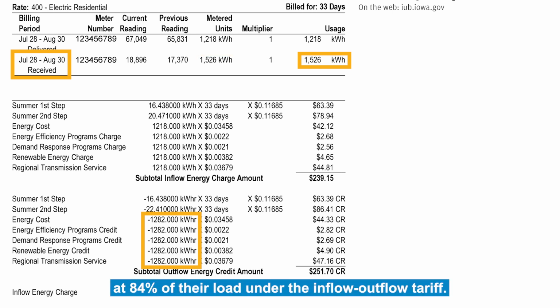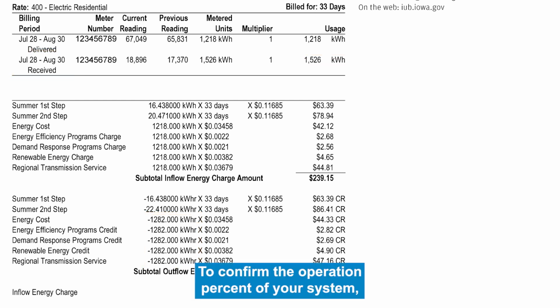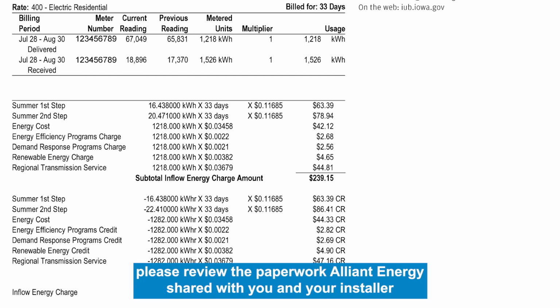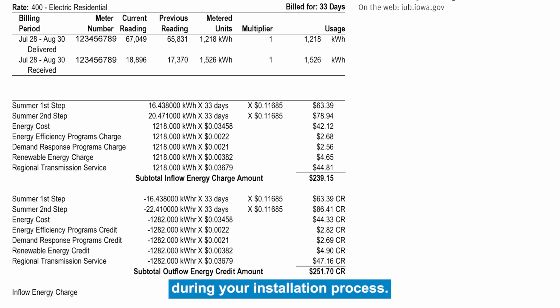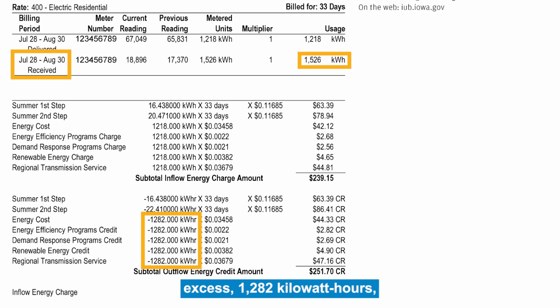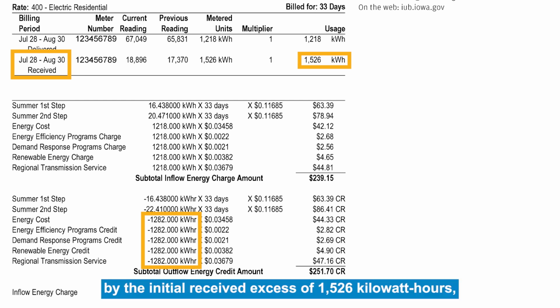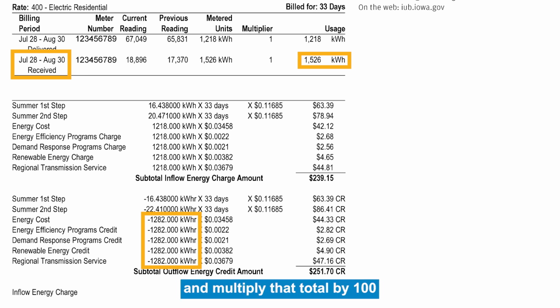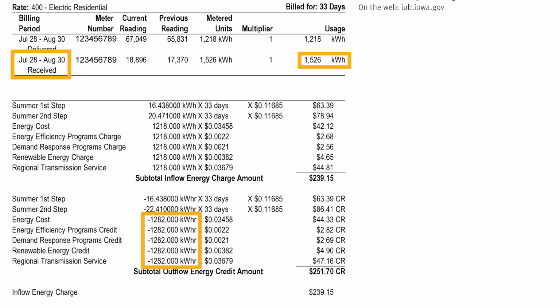operate at 84% of their load under the inflow-outflow tariff. To confirm the operation percent of your system, please review the paperwork Alliant Energy shared with you and your installer during your installation process. Another way to confirm is to divide this received excess, 1,282 kilowatt hours, by the initial received excess of 1,526 kilowatt hours, and multiply that total by 100 to find the percentage, 84% in our example.